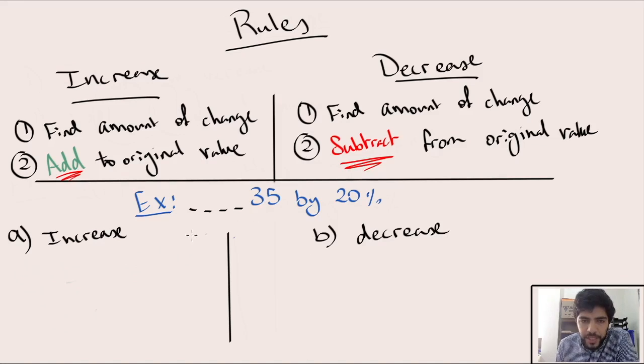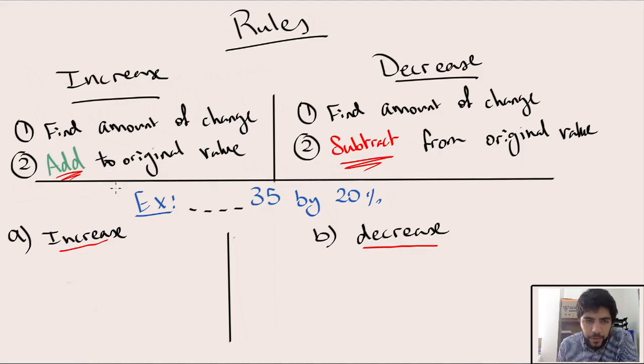The example I'm using here is blank 35 by 20. I put this blank because in one case, we're going to increase 35 by 20%. In the second case, we're going to decrease 35 by 20%. And we'll see how each of those work out.